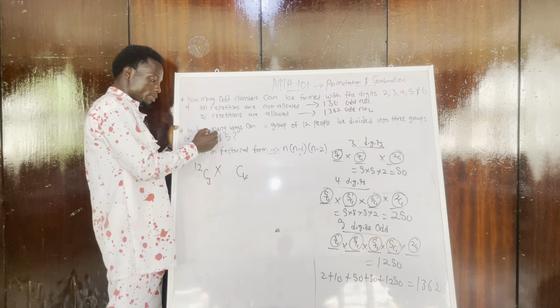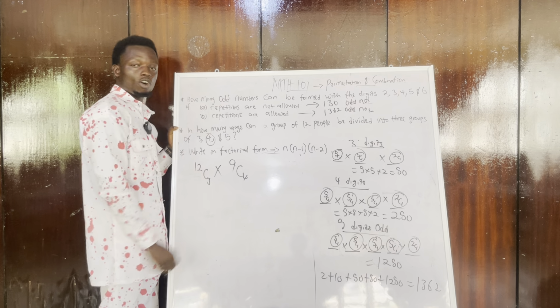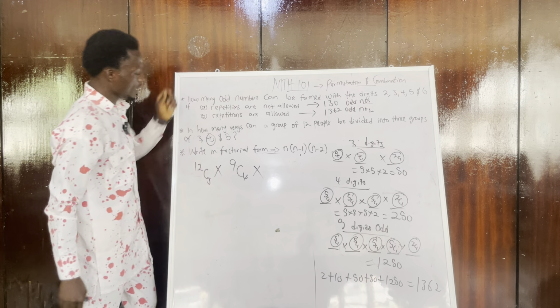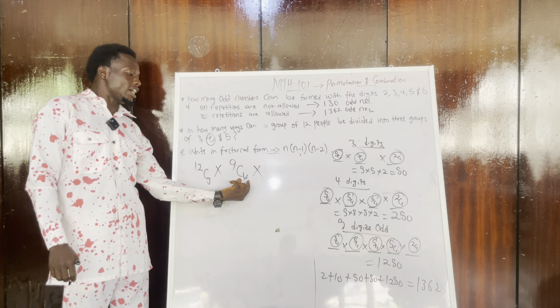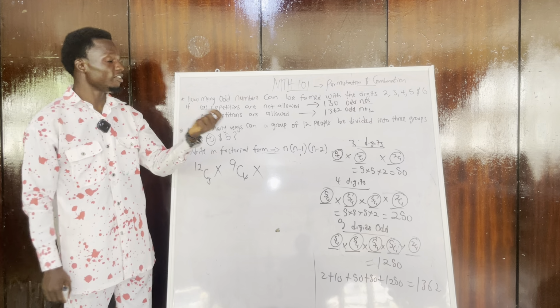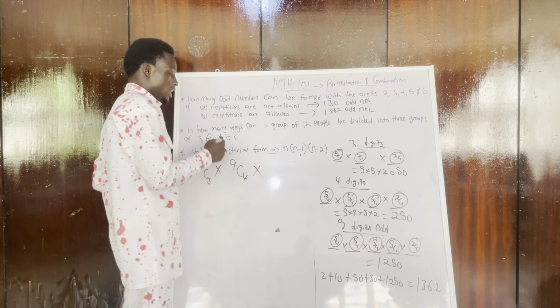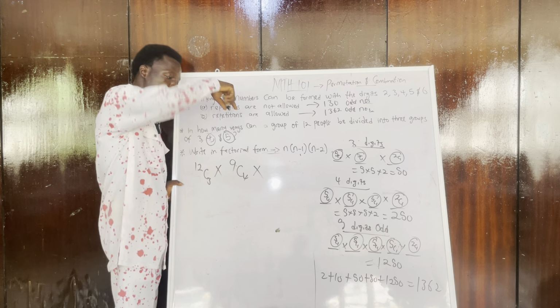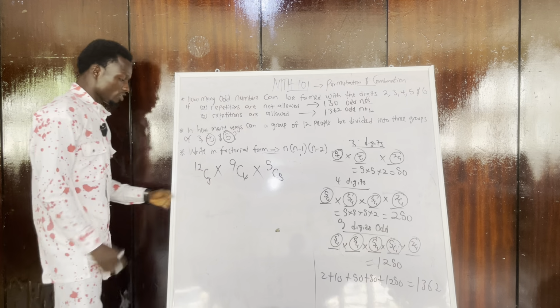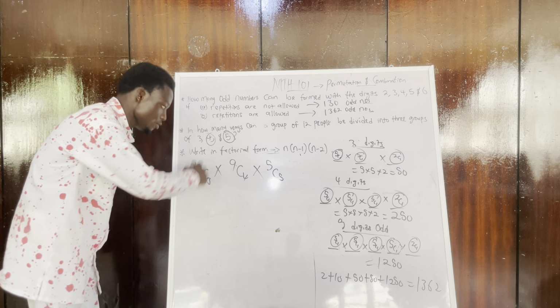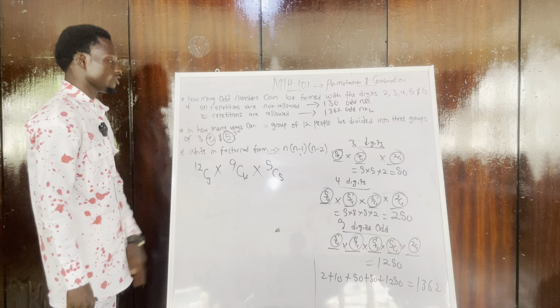Now you are picking 4 people out of 9. So this will give you 9 combination 4 multiply by. Now you had 9 left, then you've chosen another 4 from 9. So what do you have left? 5. So the last one, you want to pick 5 from the remaining 5 you have on ground. So you have 5 combination 5. Now 12 combination 3 multiply by 9 combination 4 multiply by 5 combination 5.